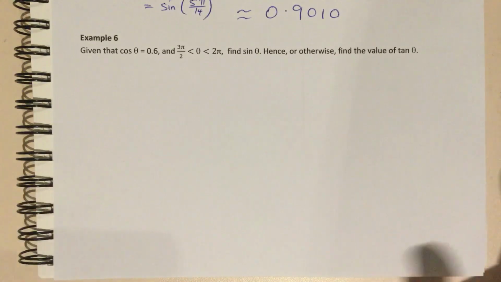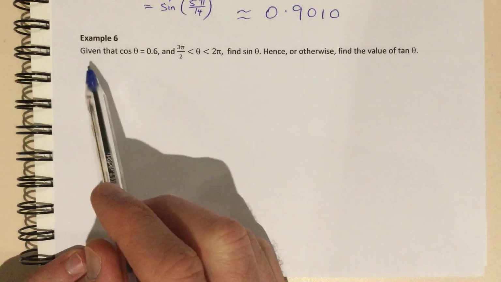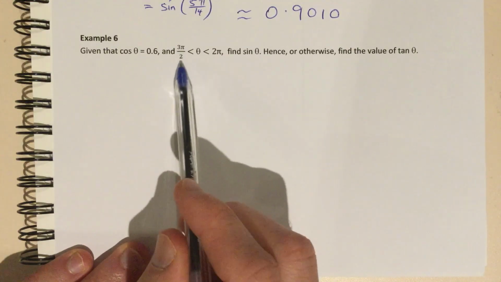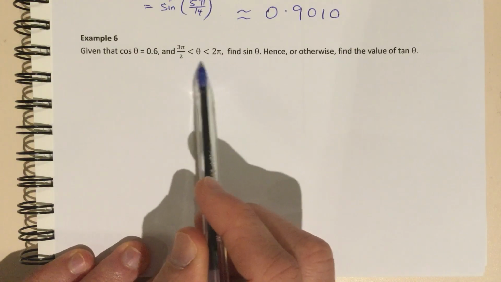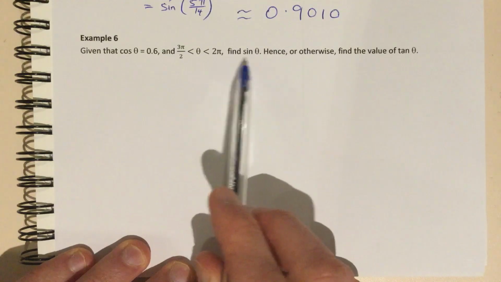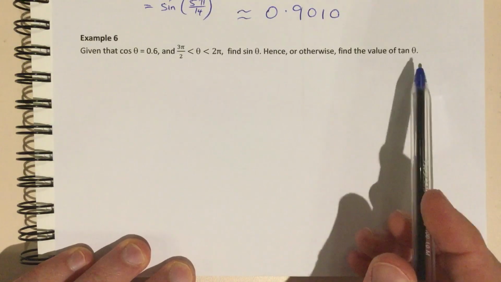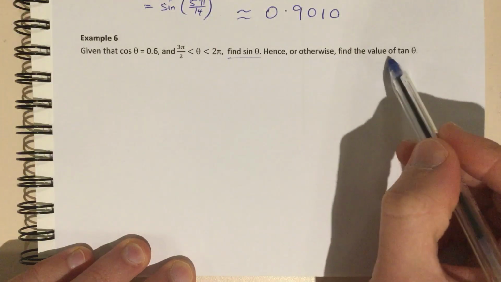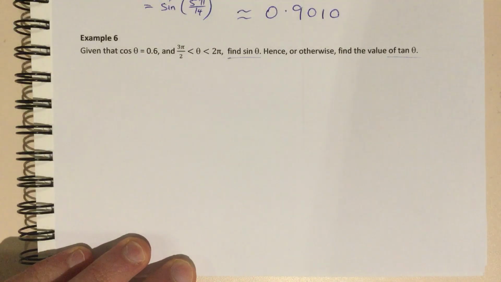All right, lucky last example in this section. We're told that cos of theta is 0.6 and 3 pi on 2 is less than theta, which is less than 2 pi. Find sine theta, hence or otherwise find the value of tan theta. So it's a two-part question, really. We have to find sine theta and we have to find tan theta.